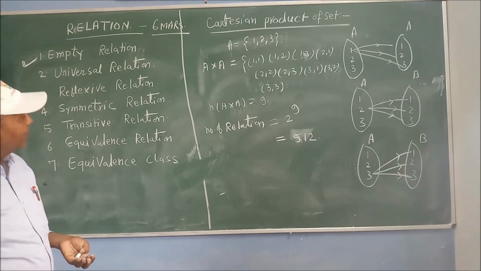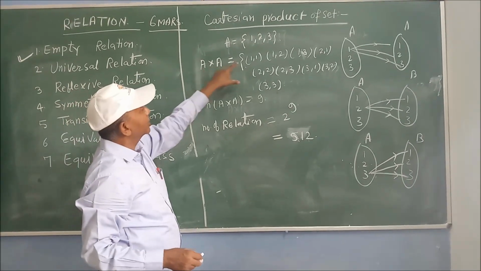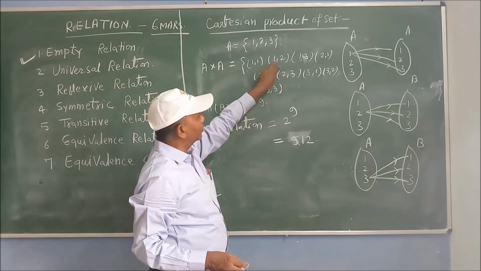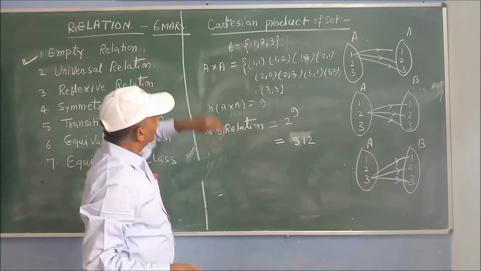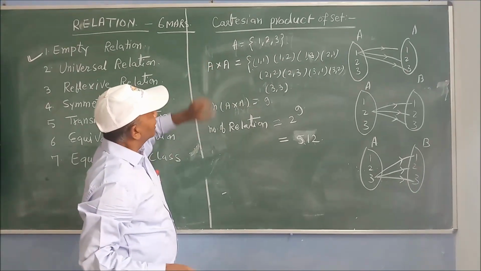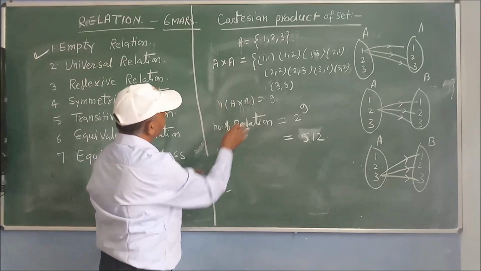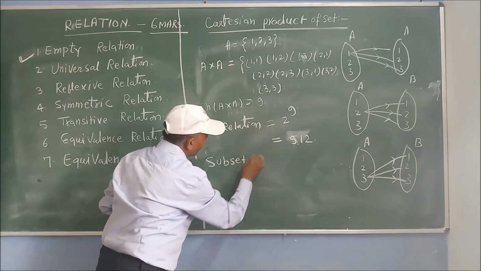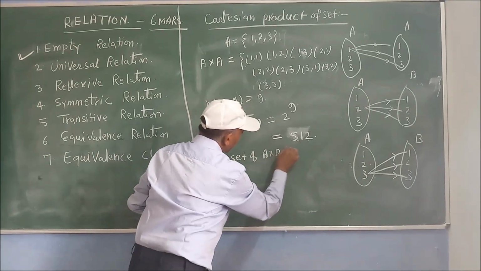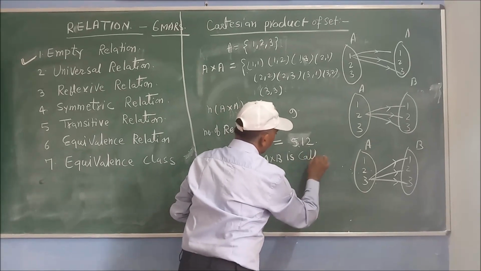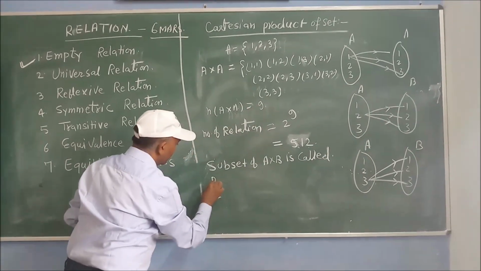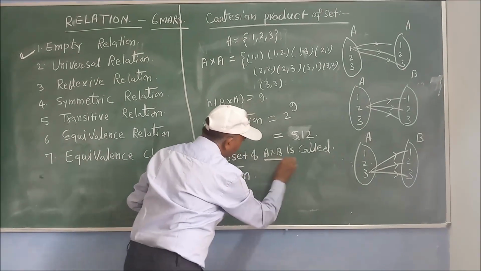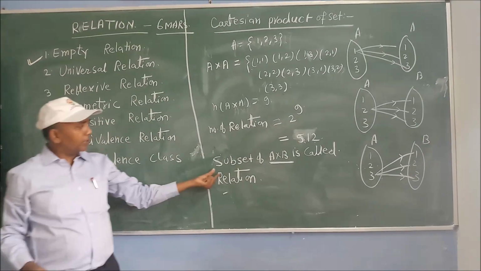So how can we prepare? Any subset of A cross A is called a relation. So a relation can have one element, or you can take two elements, or three elements at a time. That means a relation can only be a subset of A cross B. Relation is nothing but a subset of A cross B. This subset of A cross B is called a relation. A cross B means Cartesian product. Subset of A cross B is called relation.